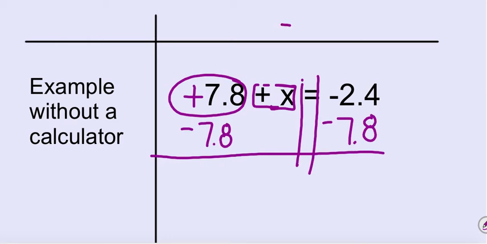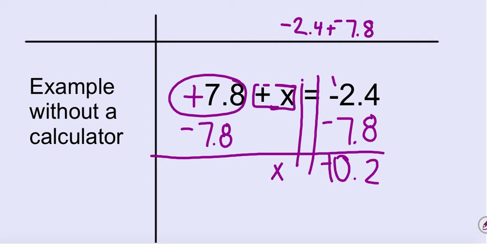Again, for some kids, it might be easier to write it in the horizontal fashion. So you'd have negative 2.4 minus 7.8, which would then allow you to add the opposite and say, oh yeah, they're just a bunch of negatives. So I know my answer is going to be negative, and I have to add them all up. 8 and 4 make 12. 7 and 2 make 9, plus 1 more is 10. So I get negative 10.2 for x.